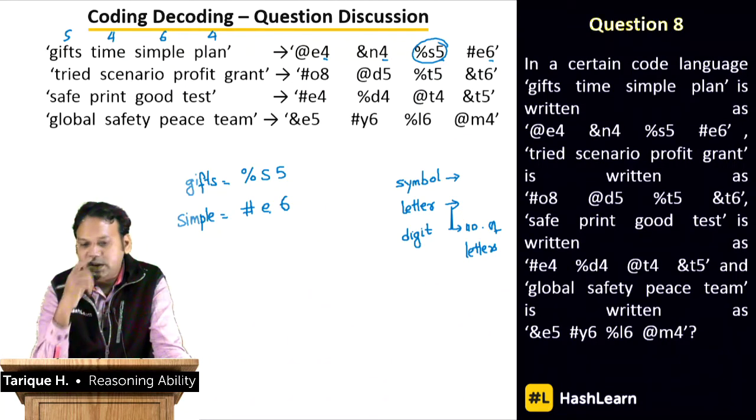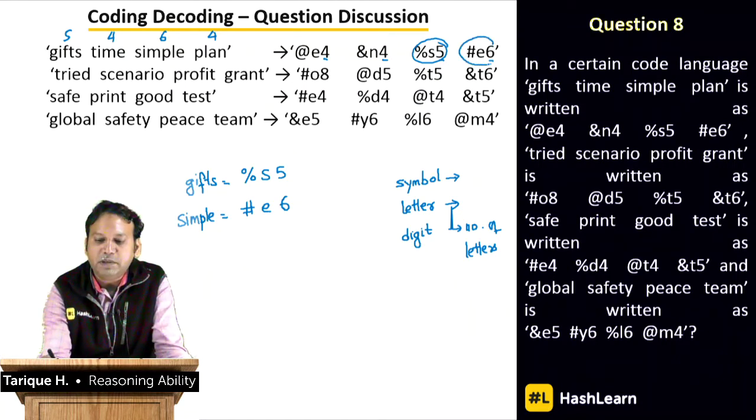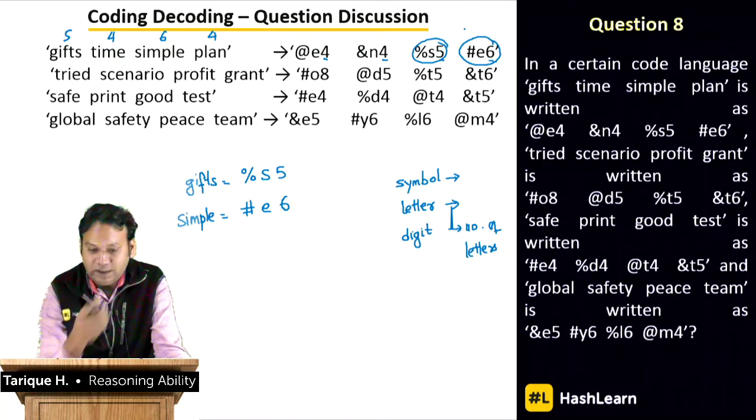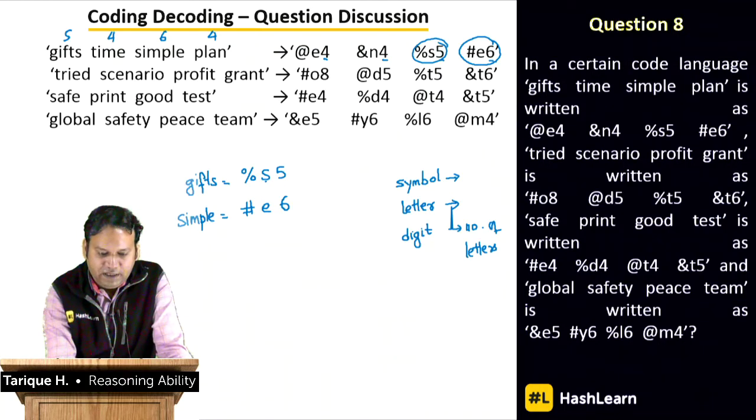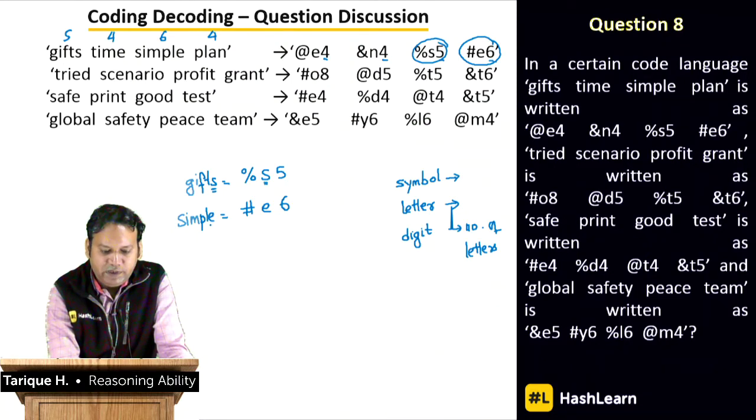So now that we know what these numbers represent in the code, let's focus on the letters. In gifts the letter is S, and you can see the last letter of gifts is also S. In simple the last letter is E, and here also we have E. That means the letter represents the last letter.